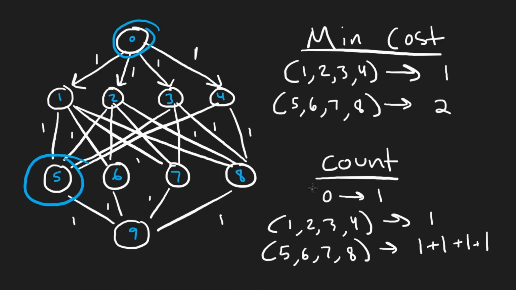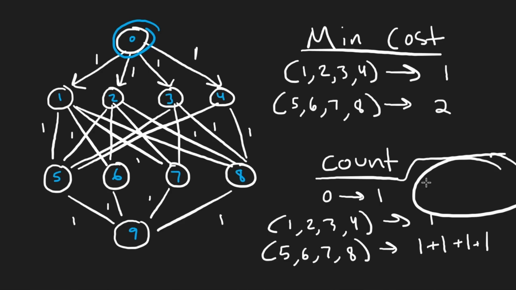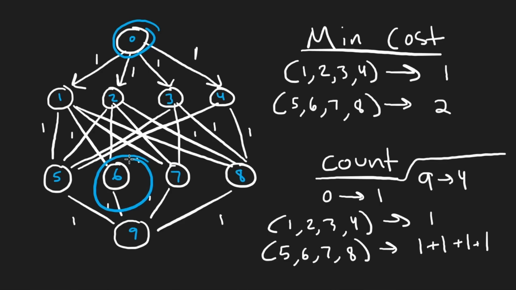So in our count hash map, it's getting kind of messy. I'm going to try to use this space over here. So 9 will be mapped to 4. Well, also with this guy, we're going to get 4, and with this guy, we're going to get 4, and there. So eventually this will end up being 16.